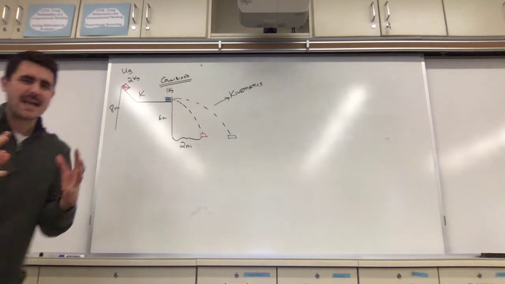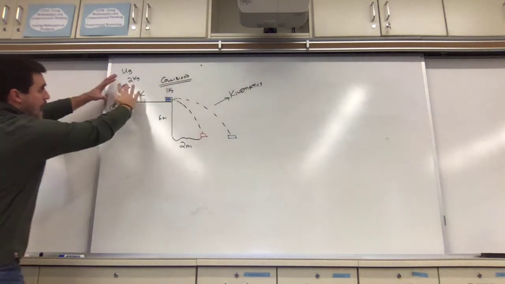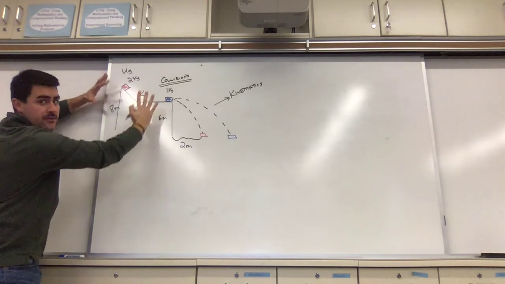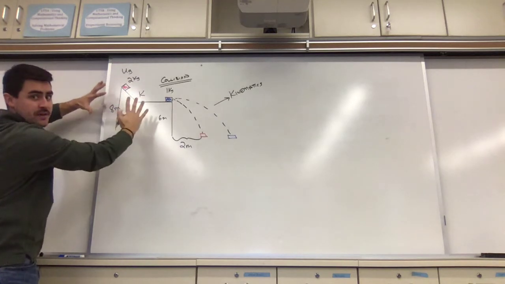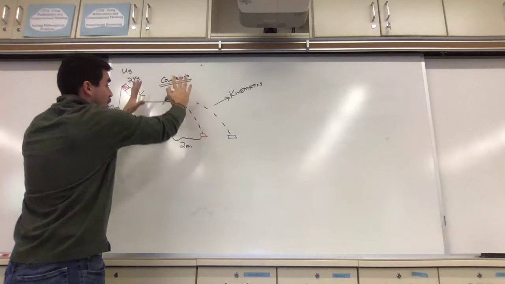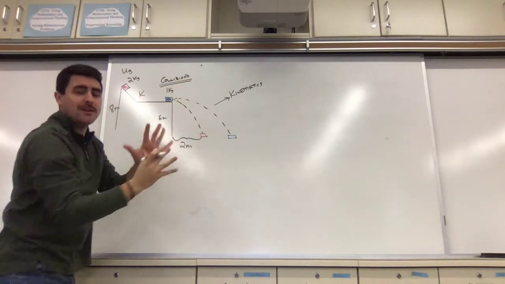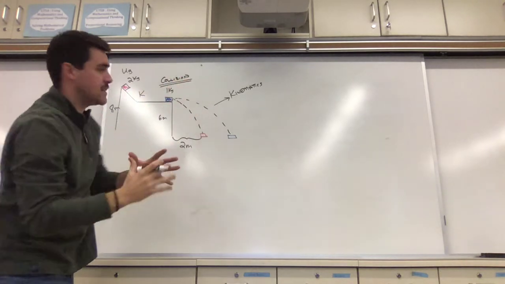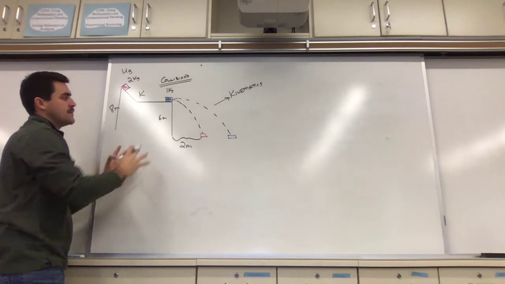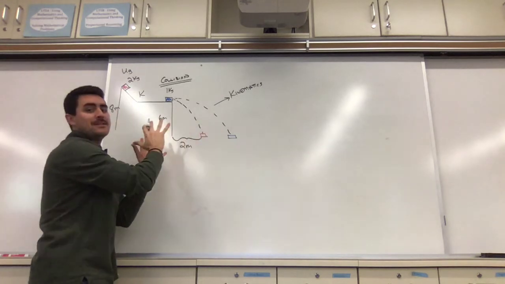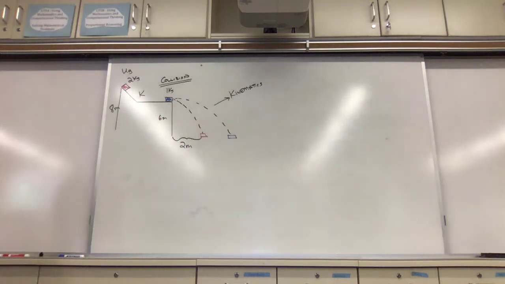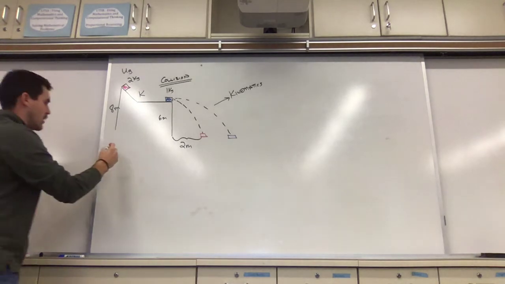So I've got 3 sections to this, right? Anything happening prior to the collision is going to deal with conservation of energy. Anything happening right here when the red block contacts the blue block is going to be conservation of momentum. And then anything after the collision, as these blocks go flying off the table, we're thinking kinematics. So let's go ahead and start with A.